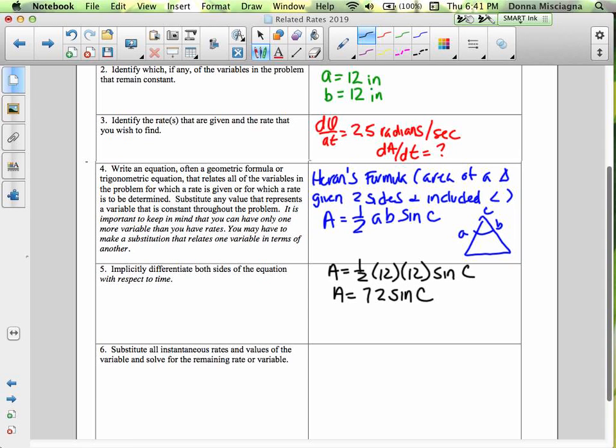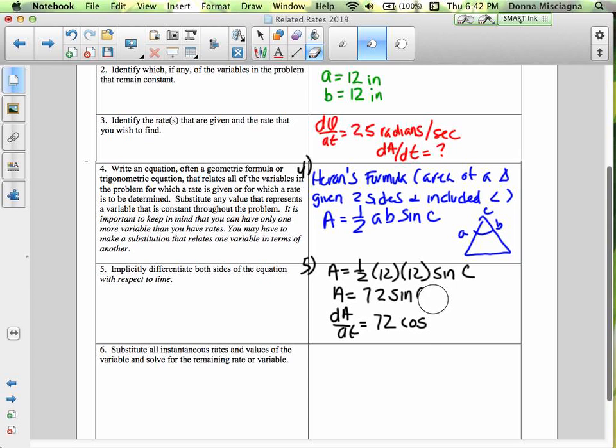There's our equation. Let's take the derivative of our simplified equation. So implicitly differentiate both sides of the equation with respect to time. By the way, this was equation 4, the area formula, and this is 5. So we have dA dt, and the derivative of sine is cosine. So 72 cosine, oh sorry, not C, theta. C is not our variable. Theta is our variable. So this would be 72 cosine theta d theta dt.